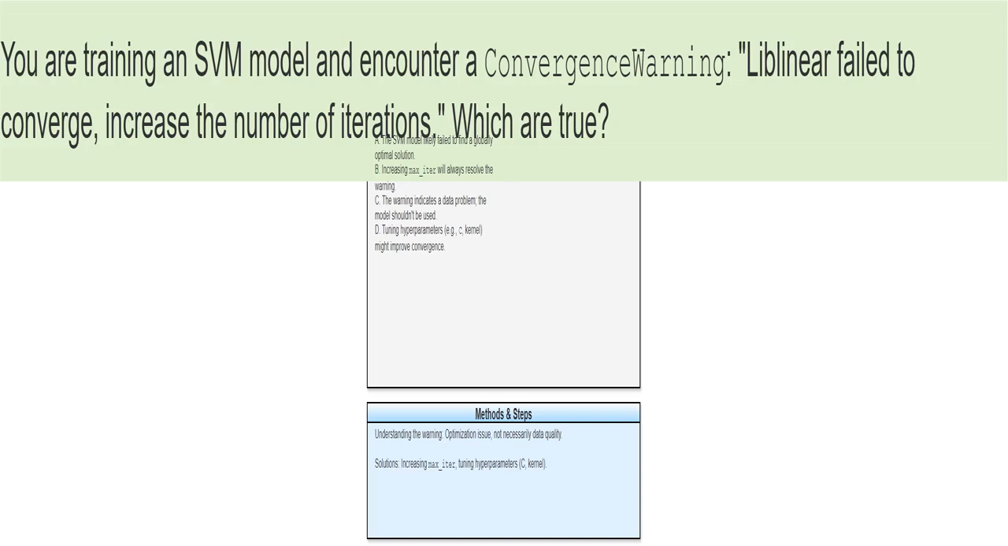Although problematic data, like many irrelevant features, outliers, etc., can contribute to this problem, the warning itself doesn't necessarily mean there's a problem with your data. The model could still be quite useful. It just couldn't finish its job due to the solver's limitations.